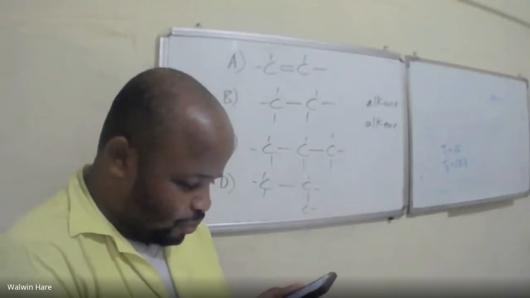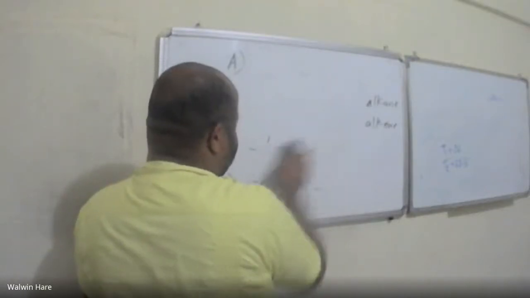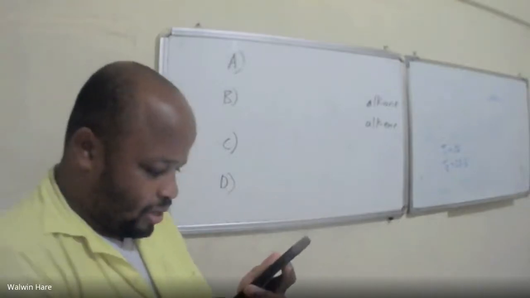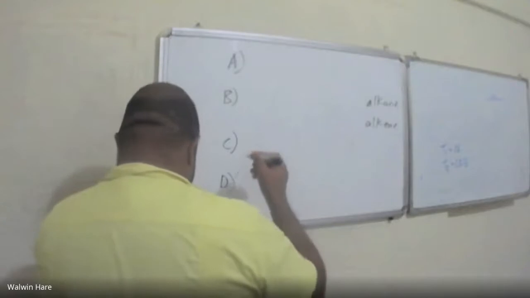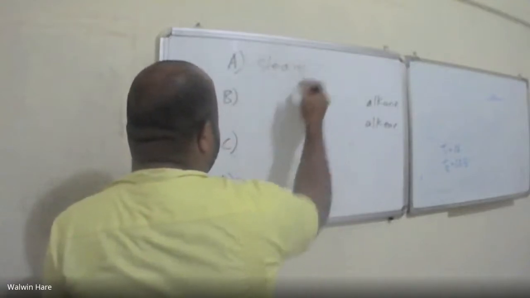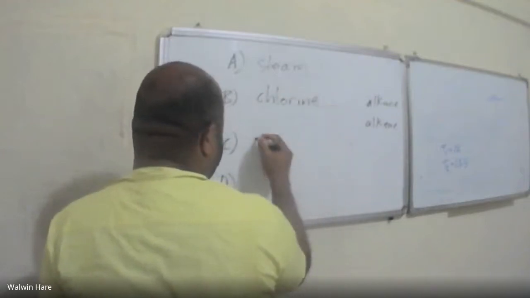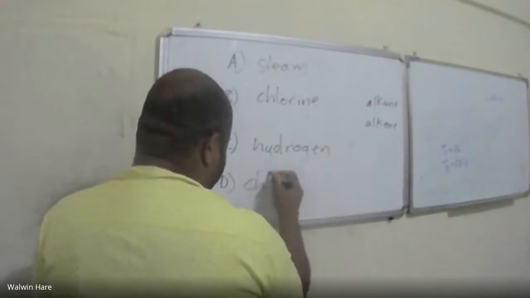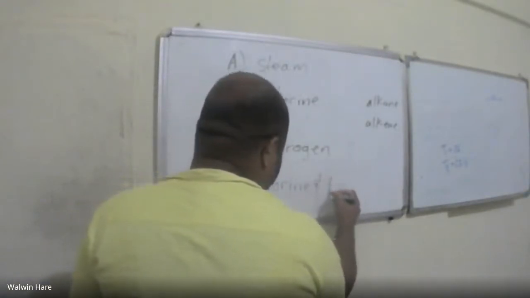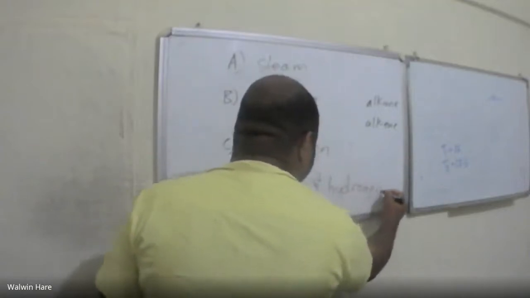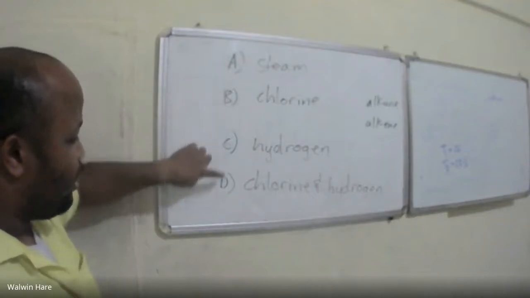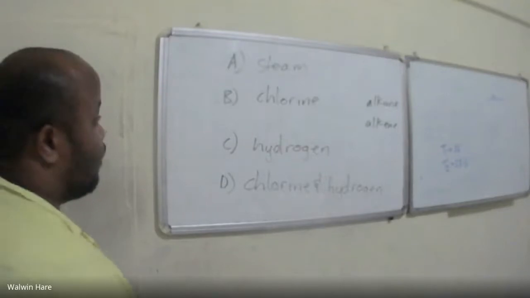All right. Let us know with which of these substances would an alkane react? The options are steam, chlorine, hydrogen, and the last one, chlorine and hydrogen. Oh, this marker is finished now. All right, so with which of these will an alkane react? Steam, chlorine, hydrogen, chlorine and hydrogen.